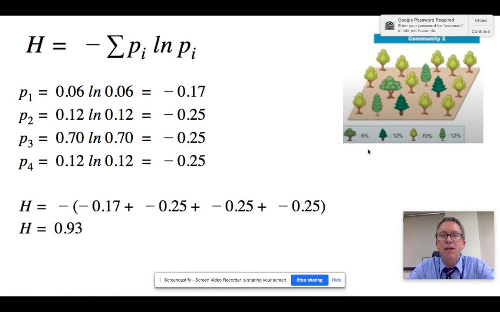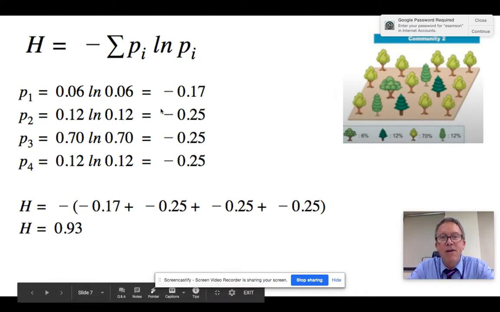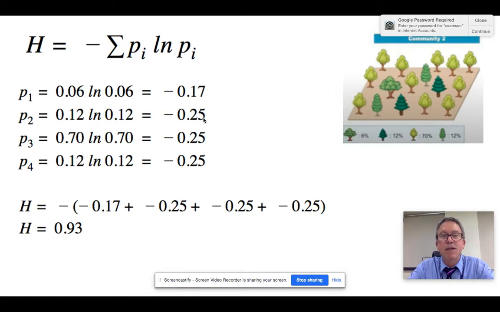So if we look at this one here, what I'm going to get is 0.6 times the natural log of 0.6 gives me negative 0.17. I'm going to have 0.12 times the natural log of 0.12 gives me negative 0.25. Now, interestingly, if I say 0.7 times the natural log of 0.7, I also get negative 0.25. And then I have 12% again, so I get this. So when I add all these up, what I get is negative 0.93. So when I take a negative of that, I get 0.93.